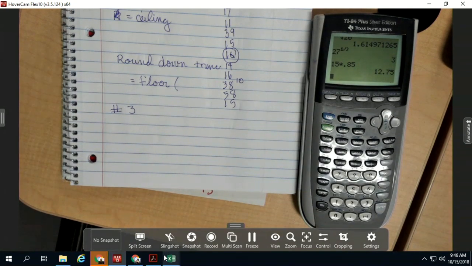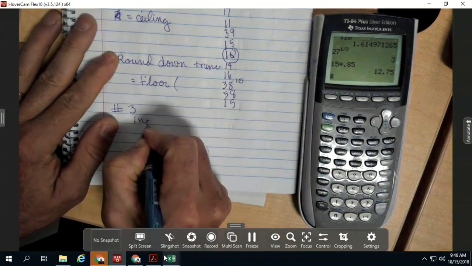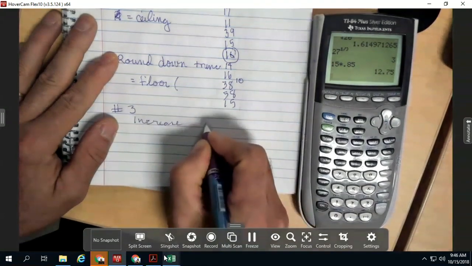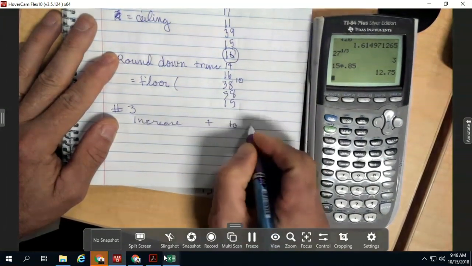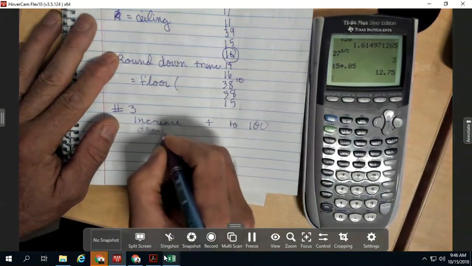Does that help you? So if they say increase, we will add it to 100%. If they say decrease, we will subtract it from 100%. Maybe we better write that as a note. Increases add to 100. Decreases subtract from 100.